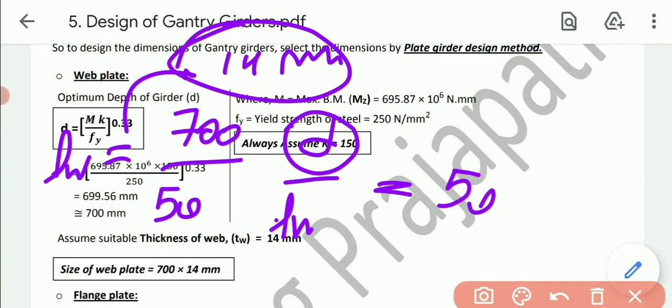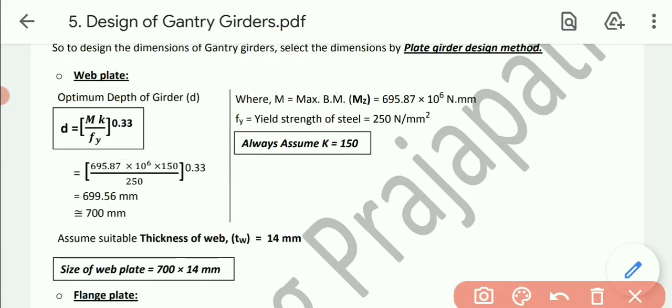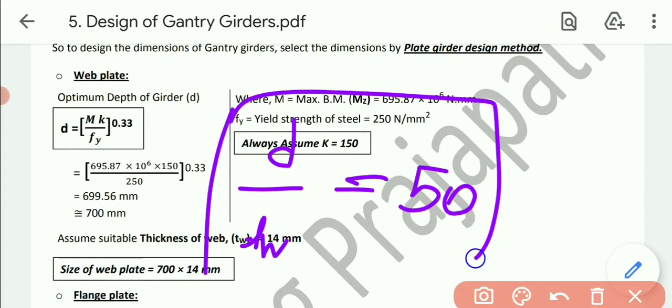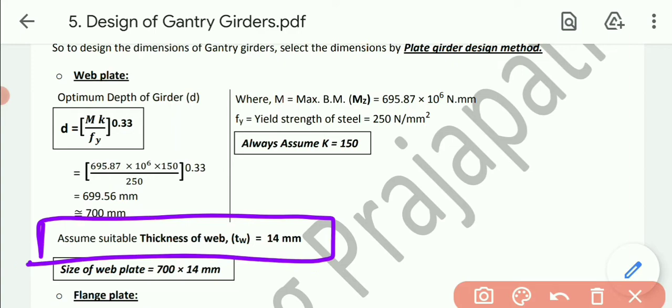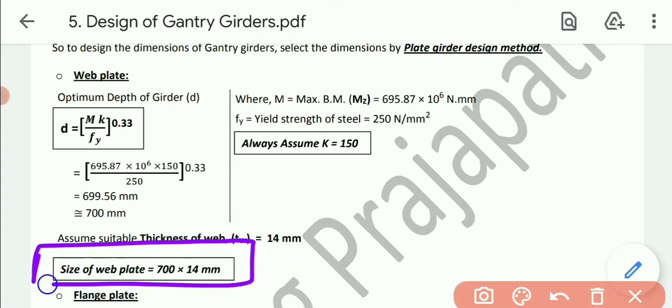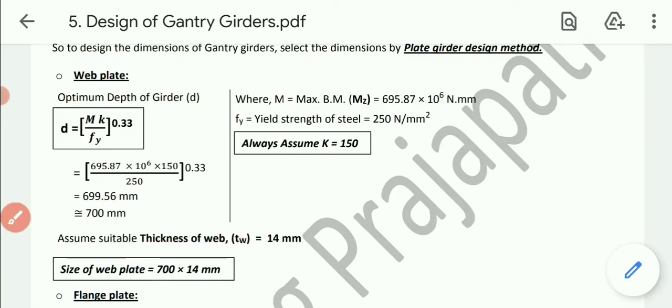This is my simple criteria for designing a gantry girder. In this manner, I will get each and every check satisfied. So this is my own method. I always assume t_w in such a way that the d by t_w ratio comes to 50. You can assume by your own also. So I am assuming the thickness of web as 14 mm. So the dimension of the web is 700 cross 14 mm.